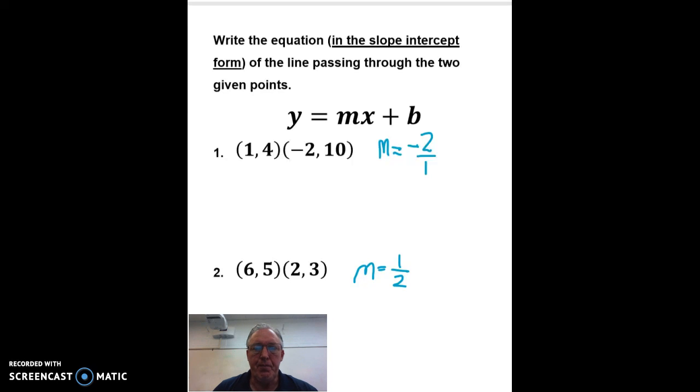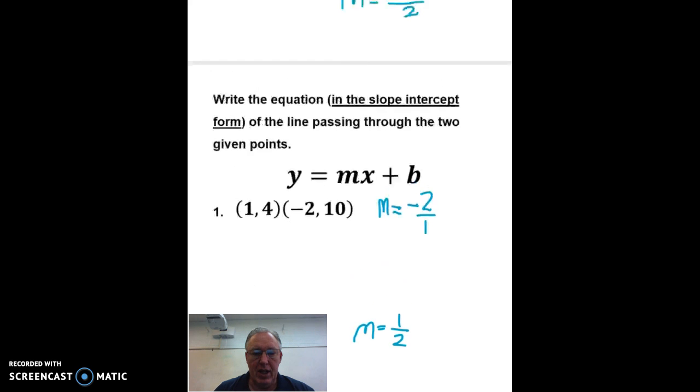Hello students. In this lesson, you can see at the top of the paper, we're going to write the equation in the slope-intercept form of a line passing through two given points. You see we have two given points for number 1 and number 2.